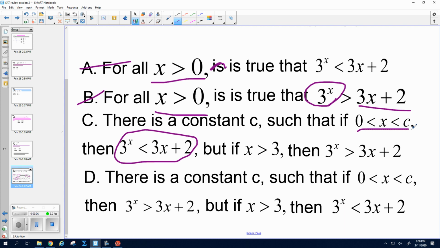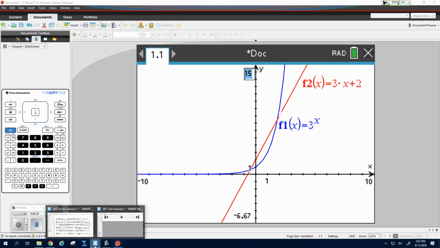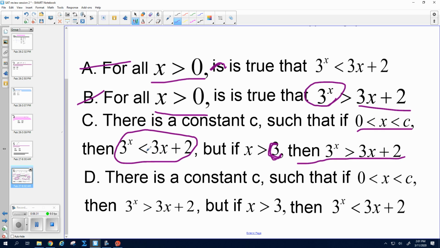And then it says, but if x is greater than 3, then the exponential, and you guys, this should say C. I don't know why I have this wrong. If x is greater than that C value where they cross, then the exponential is greater than the line. Is that true? So yeah, when we get to here, the exponential graph is greater. So they're saying there's some value on the x-axis where it changes. And so to start, yes, my exponential is less than, and then at that value, my exponential is greater than. So you should get C.